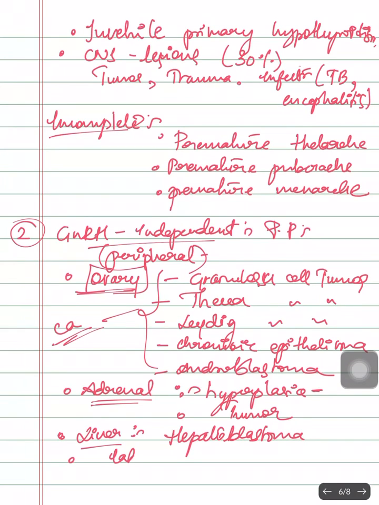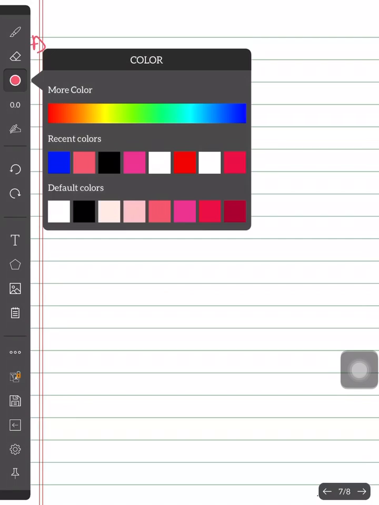It is also estrogen or androgen intake. So these are the causes you see. There are GnRH dependent and GnRH independent causes. GnRH independent is of peripheral origin, and GnRH dependent is of central origin, and these are the causes you can write.